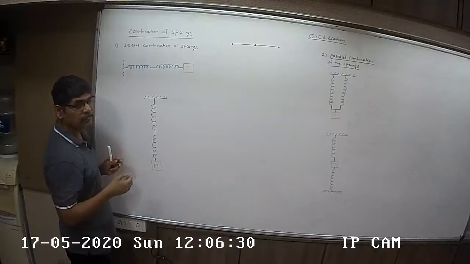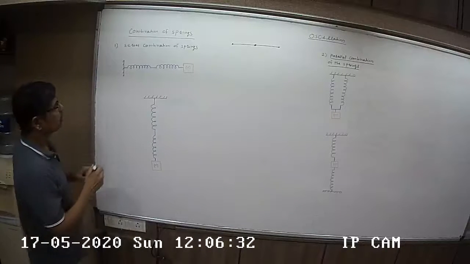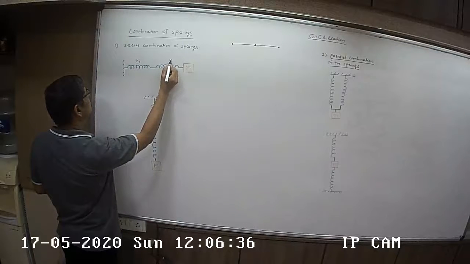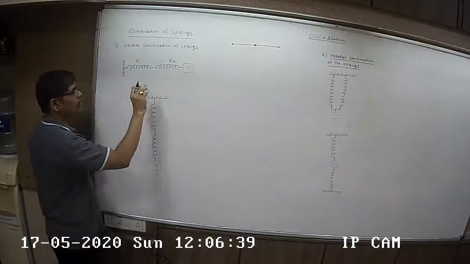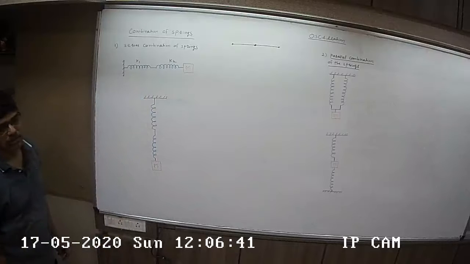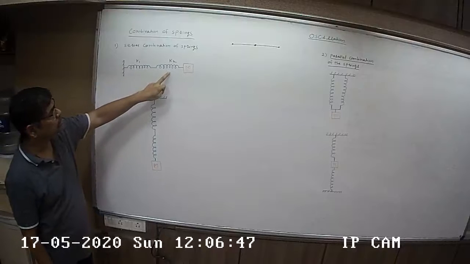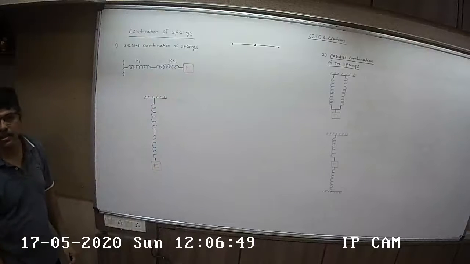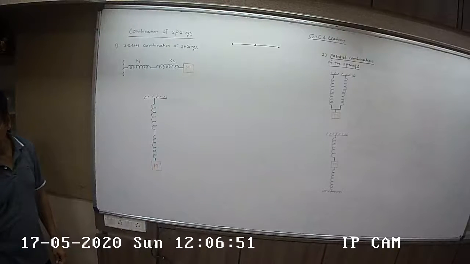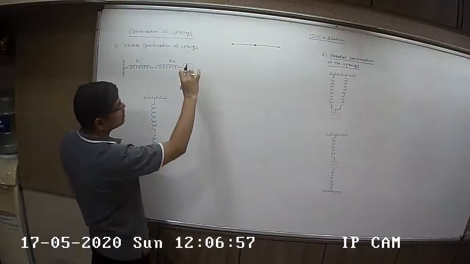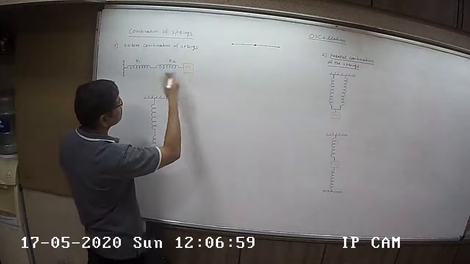But since they have got different spring constants, suppose this spring has spring constant K1 and this one has spring constant K2. So after you stretch it, the extension will be different. Say the extension in the first spring is x1 and in the second spring is x2. So what is the total extension? x is equal to x1 plus x2. Got it?